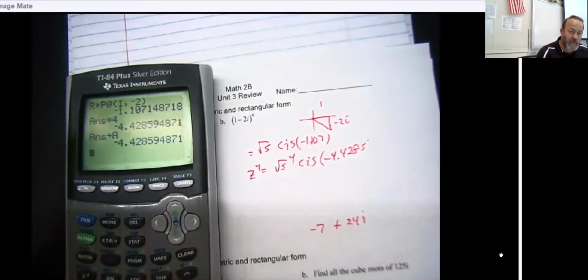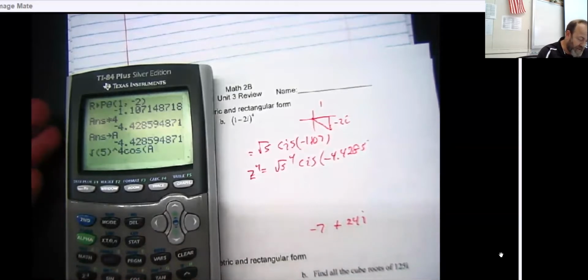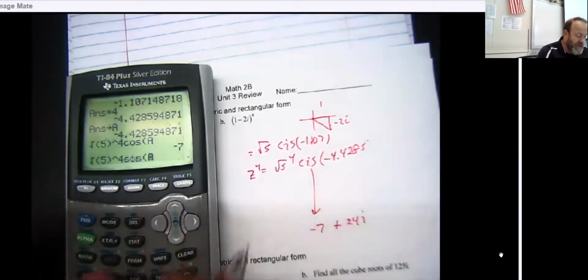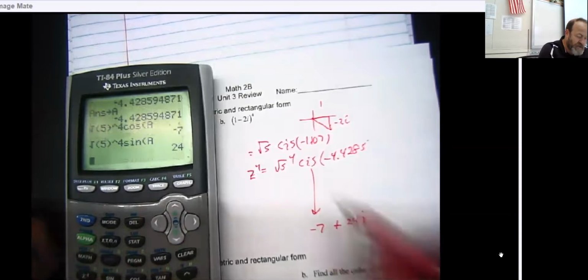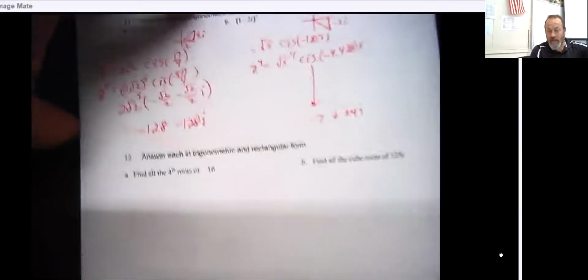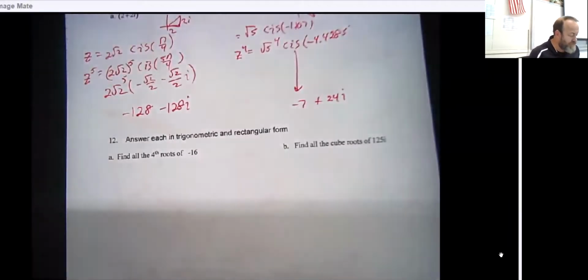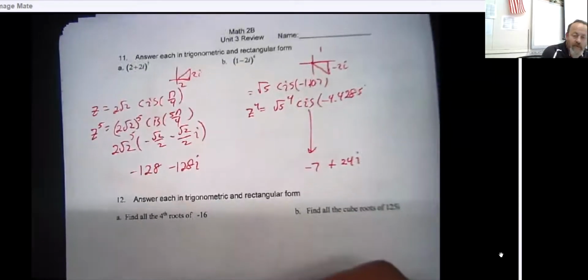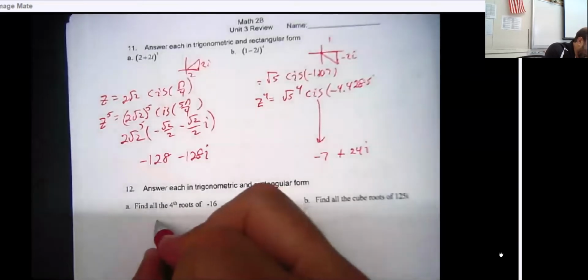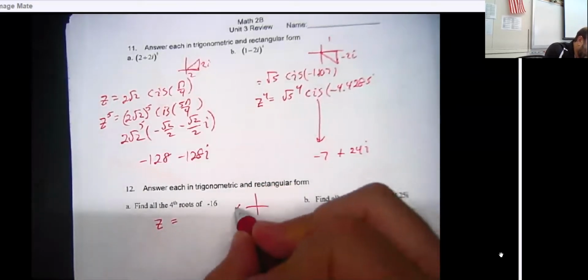Now all I have to do, using that machine, is take root 5 raised to the 4th, and multiply that by the cosine of that angle I stored as A. And my calculator says negative 7. Then if I did the same thing but used the sine, because remember it's i sine, notice that I got the number 24. And I'm done. That's awesome. The last question for the marathon session, for me at least, because I'm doing this all in one session, is to find all of the 4th roots of negative 16 and all the cube roots of 125i.